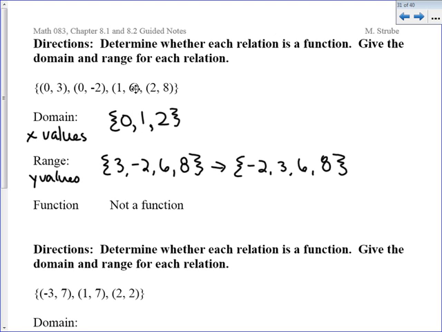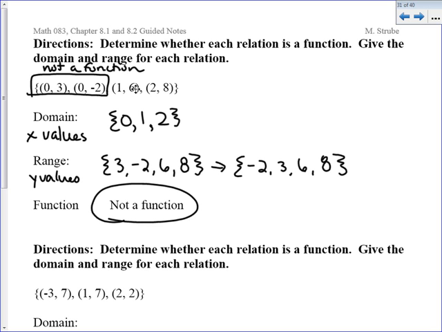So our last question, function or not a function? Not a function. Why is this one not a function? Devin. Yeah, which two ordered pairs make this fail being a function? Yeah, this right here makes it not a function because the same x value, 0, goes to 2 different y values. So 0 goes to both 3 and -2. That's what makes it not a function. You can't have the same x value going to 2 different or more y values.